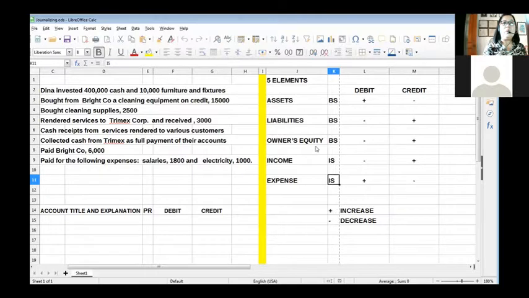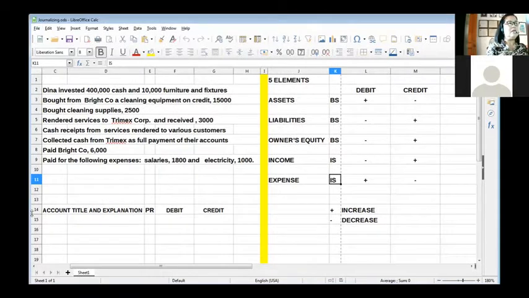Same thing with owner's equity. Same thing with the income account. While the expense account is the same as assets. When it increases, you debit it. When it decreases, you credit it. I have here the plus, that means increase, and the minus, that means decrease. So now, how does this really work, this thing we call debit and credit?